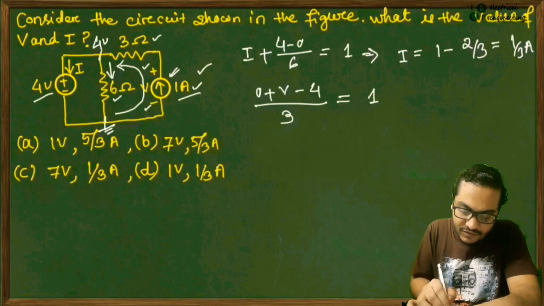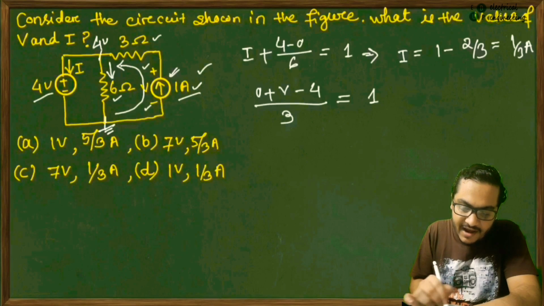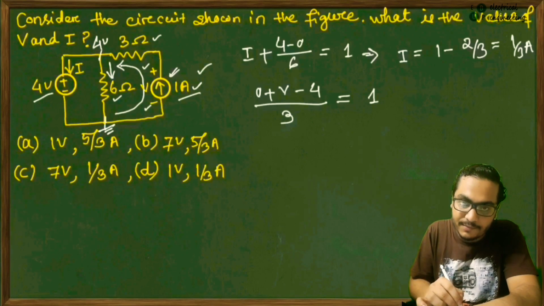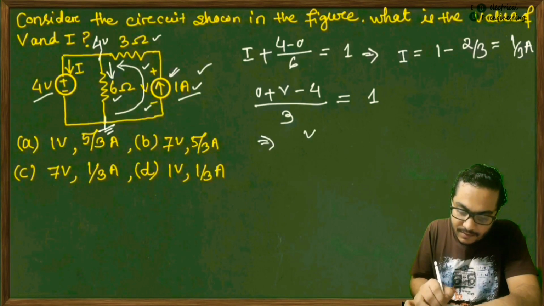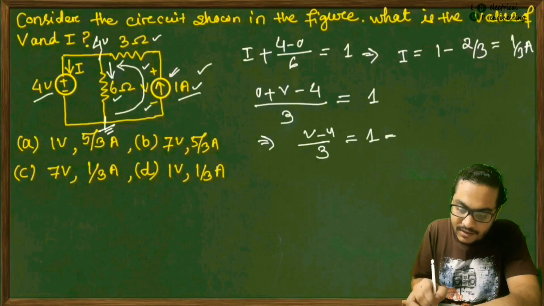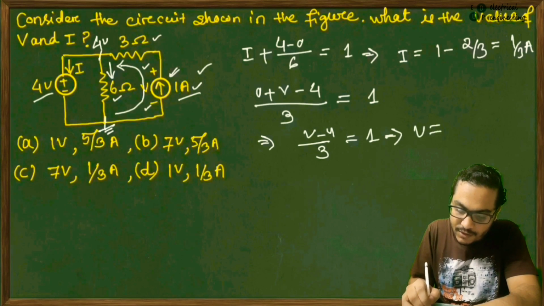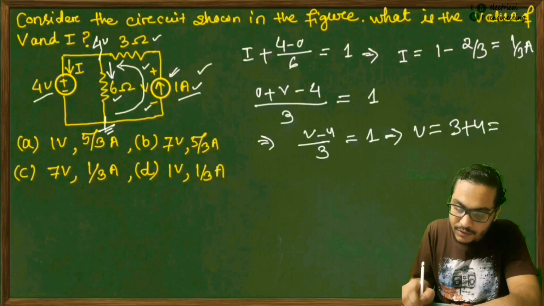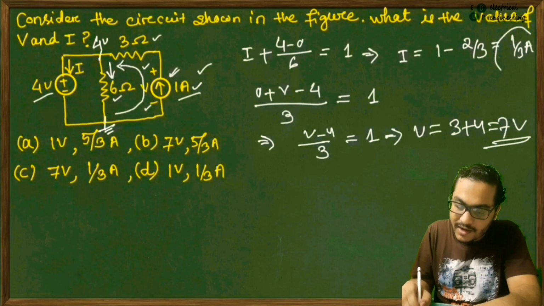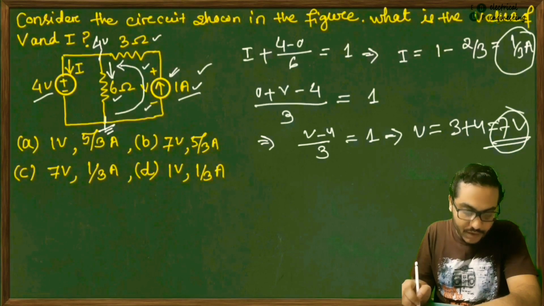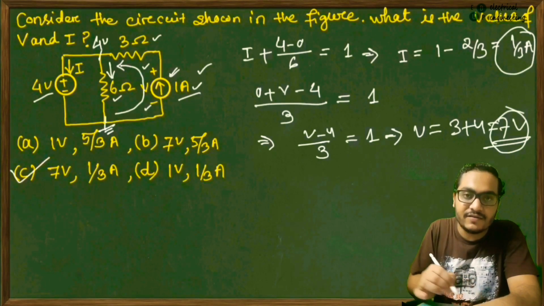This equals 1 ampere, the total current that flows through this branch, and here the current is given as 1 ampere due to the current source. So this equation (V minus 4) by 3 equals 1, which implies V equals 3 plus 4 equals 7 volt. So your current value will be 1 by 3 ampere and the voltage value will be 7 volt. So your option C is your right answer.